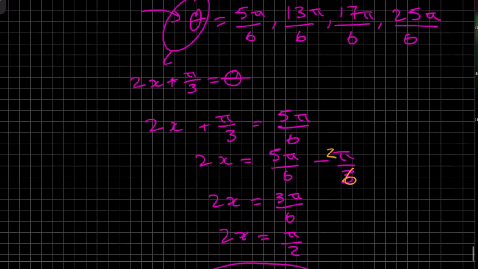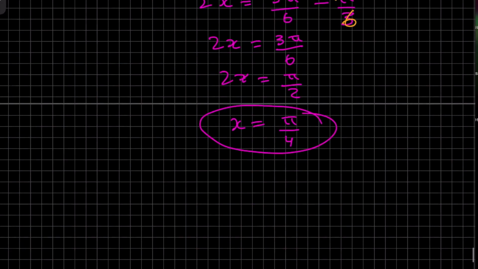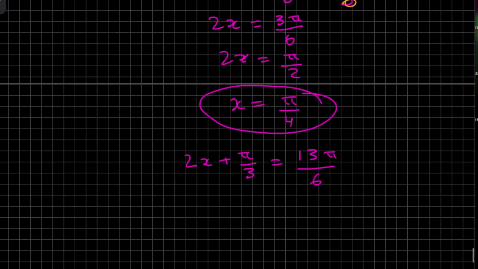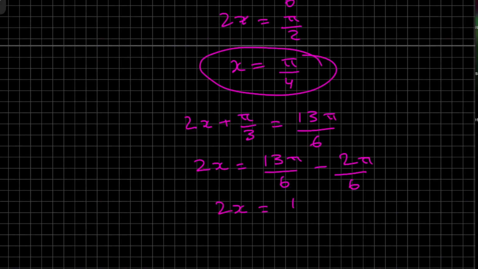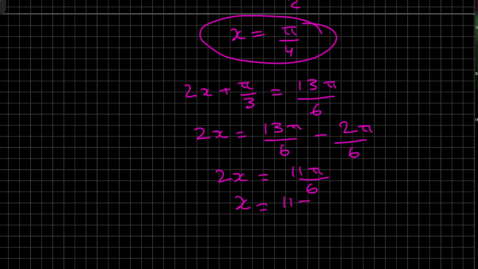Now we are going to do the exact same thing, but for 13π/6. So we would get 2x plus π/3 equals 13π/6. Again, rearranging, we would get 2x equals 13π/6 minus π/3, which can be written as 2π/6. So 2x would equal 11π/6. Dividing both sides by 2, we would get x equals 11π/12. So here is your second solution for x.